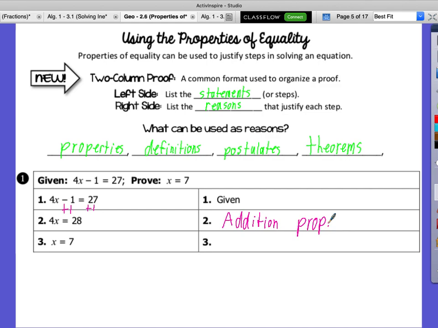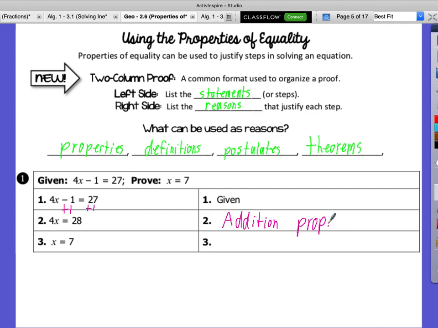So we're saying, how did we go from our given to this step? How did we get here? We use the addition property. That says we can add 1 to both sides. And even though it doesn't actually list that plus 1 there, we can see the word behind it because we know what we're doing.